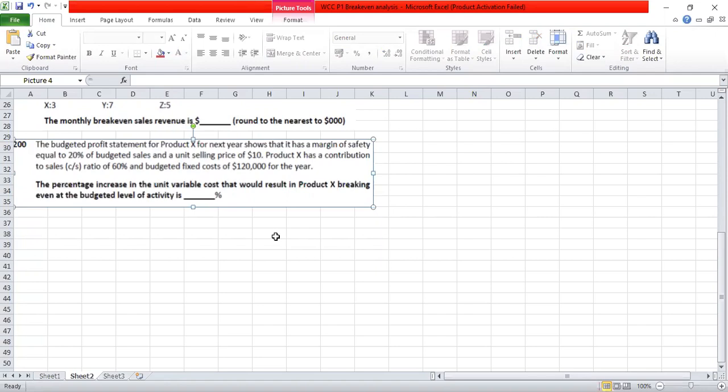Margin of safety is 20%. Budgeted selling price is 10. Contribution to sales ratio is 60%. Fixed cost is this. So their break-even level should be at the budgeted level of activity.